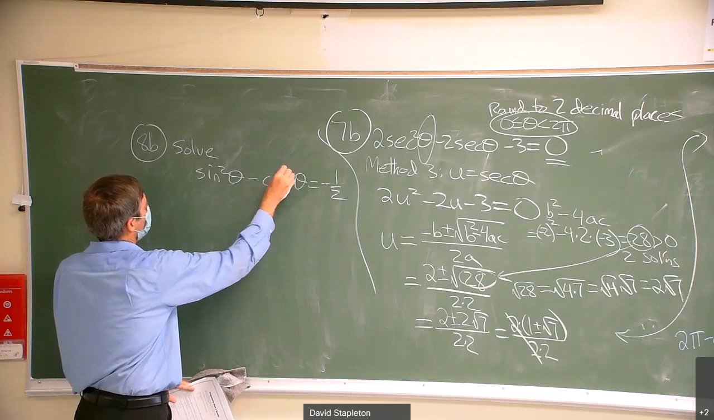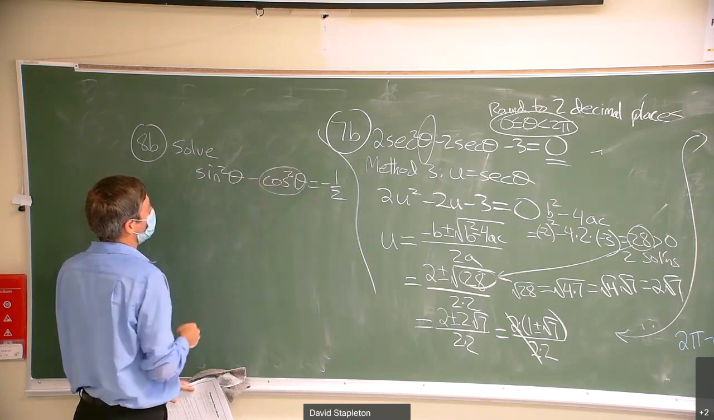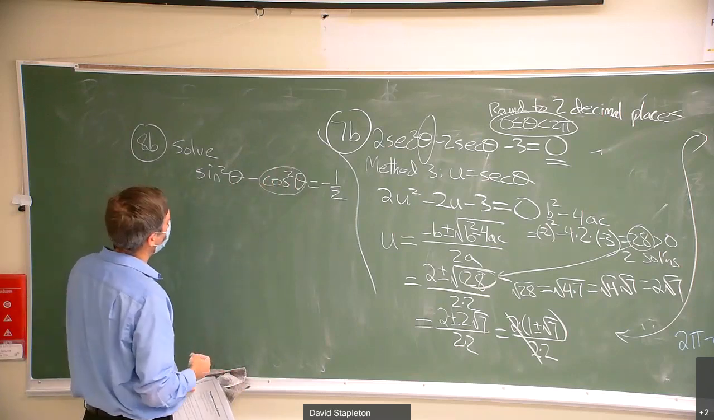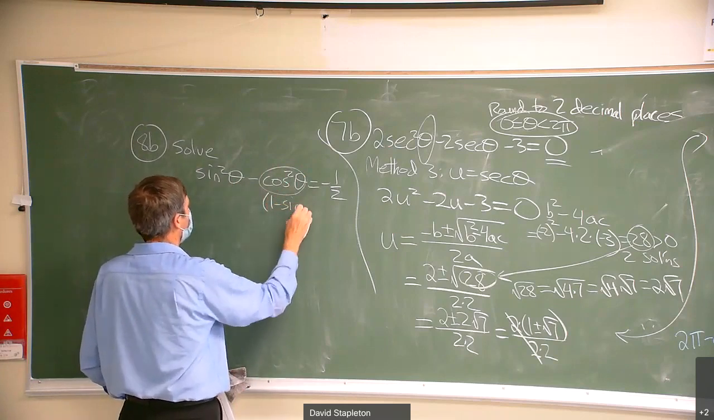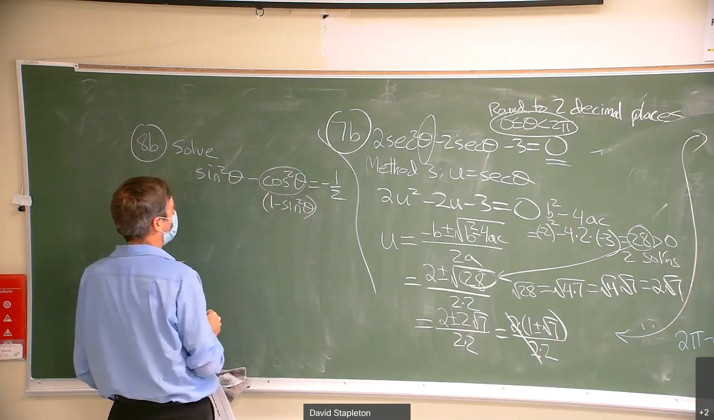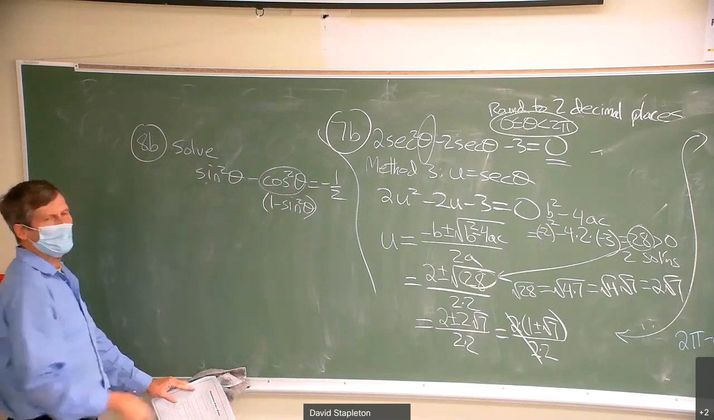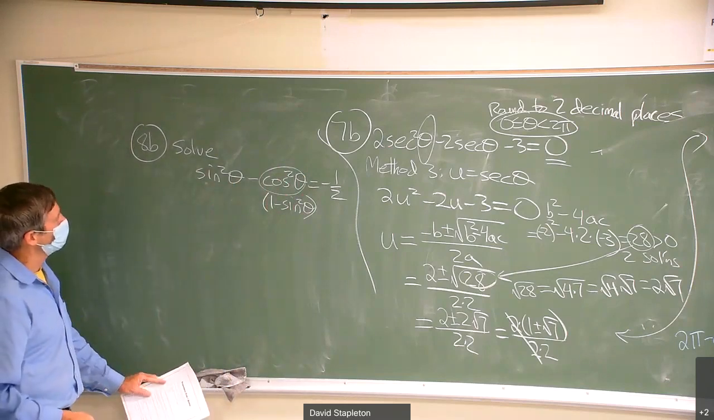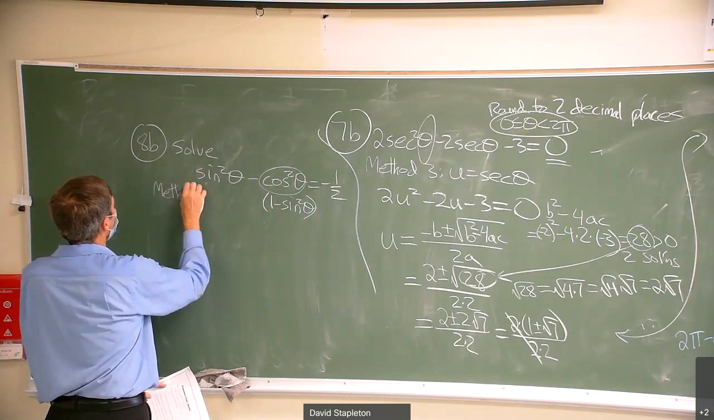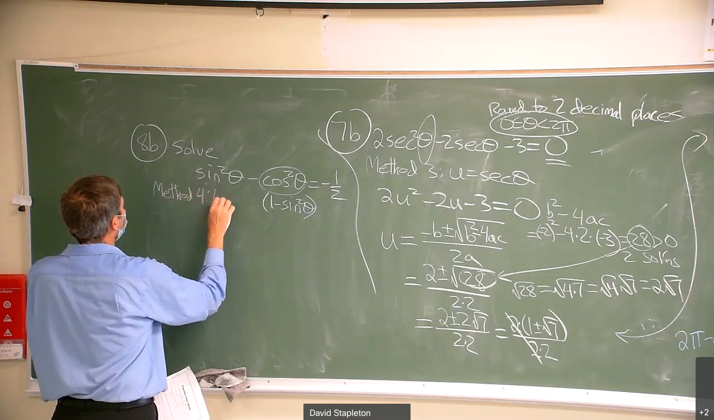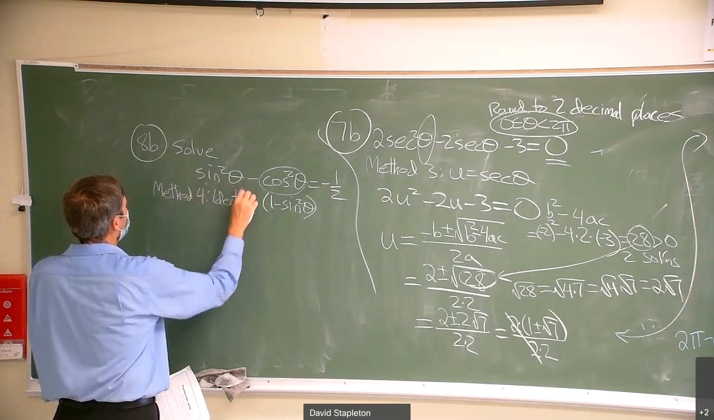This one, I notice whenever I see a square of a trig function, I think immediately, what if I put in the Pythagorean identity? Cosine squared is 1 minus sine squared by the Pythagorean identity. Then I'd only have one trig function. There's the trick. Make an identity. This is method 4. We call it apply an identity to get rid of a trig function.